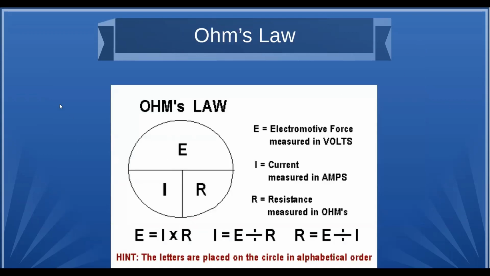Okay, here's the pie chart, which I mentioned before, where the theory is if you can't remember the formula, just remember to draw a circle and write those three things in there. So if you want to solve for current, you divide E by R. If you want to find resistance, you divide E by I. And if you want to find E, you multiply I times R. So it makes it fairly easy to remember if you can remember to draw the circle.